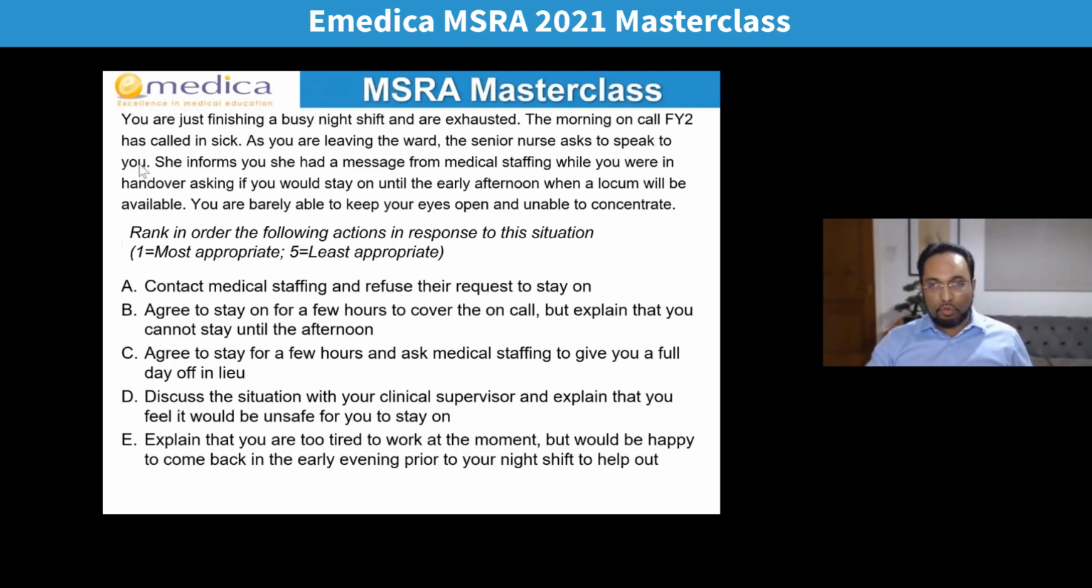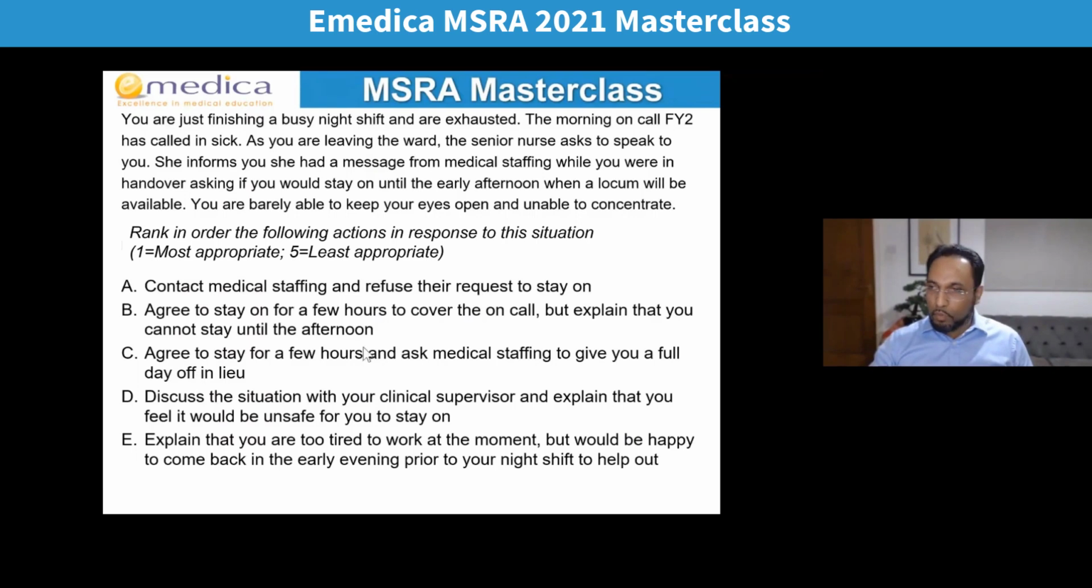But this last bit is very important. You are barely able to keep your eyes open and you're unable to concentrate. Is it safe for you to be seeing patients and be responsible when you're so tired that you can't concentrate and you've finished a night shift? You already will have worked the maximum hours. No, right? Okay, good. Bear that in mind.